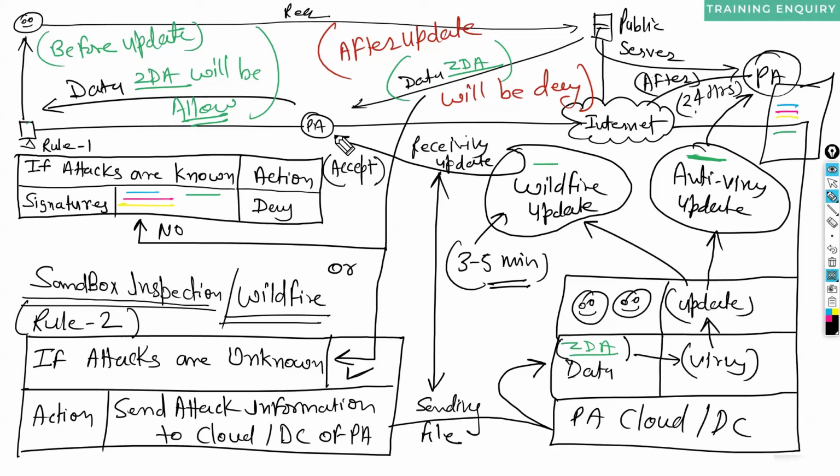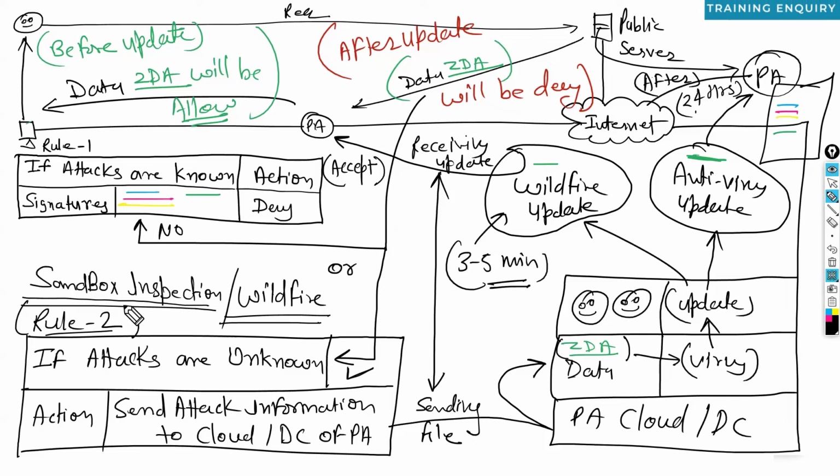What I'm saying is, on Palo Alto we will configure a second rule: if you see any unknown attack information, send that information directly to the public cloud. Got it or not? Got it.